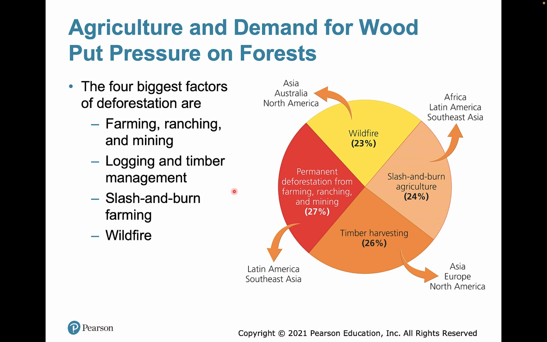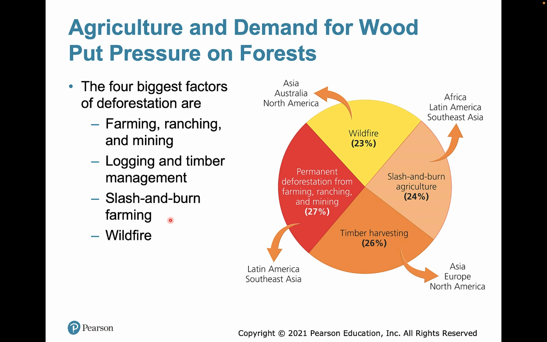So the need for wood and the need for space for agriculture are the big things that are impacting forests right now. Okay, farming and ranching is your agriculture. Mining, we're going to talk about that down the line, where you just clear cut areas and you dig into the ground. Logging and timber management, so not doing a really good job carefully managing your timber.